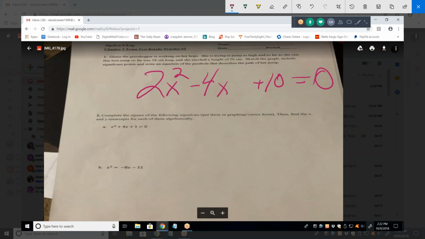Complete the square on this. Tell me how you're going to do it. So you would put the parentheses around both x's and leave a space.